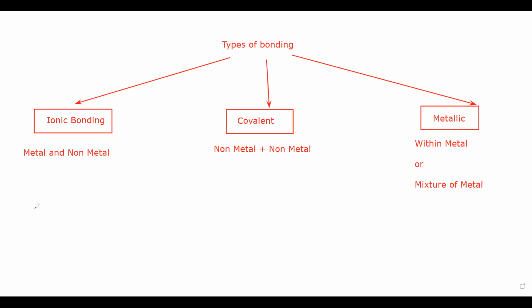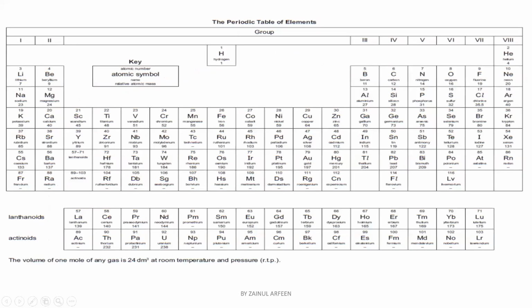Example, if I say sodium chloride, NaCl. What kind of bonding is there in sodium chloride? You will check the type of the element. When you check sodium, sodium belongs to group 1, and we can use a periodic table. You can see a periodic table here on your screen. So sodium is there, which is Na, group 1. So it is a metal. And chlorine, group 7, is a non-metal.